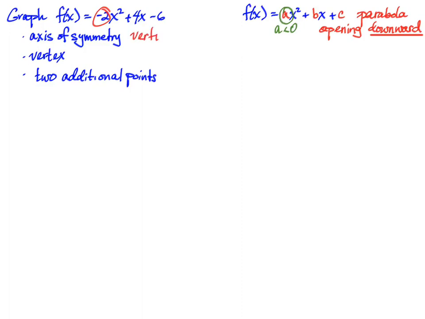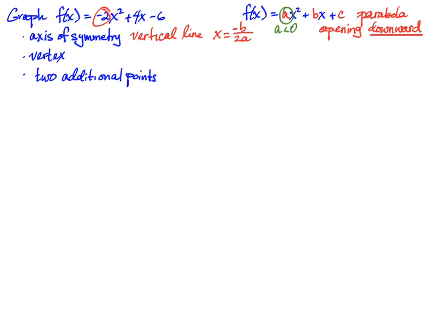The axis of symmetry is a vertical line. It's not part of the parabola, but it's a vertical line that cuts the parabola in half. It acts as a mirror. So the left half of the parabola is a mirror image of the right half of the parabola, and that vertical line is the mirror. And we can get the equation of that vertical line from the function f of x using the quadratic formula or remembering this formula. So the equation of the vertical line is x equals negative b over 2a.